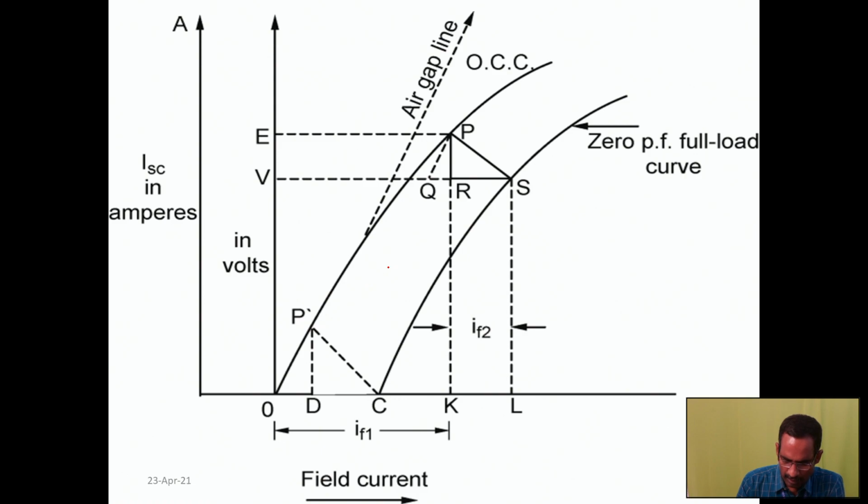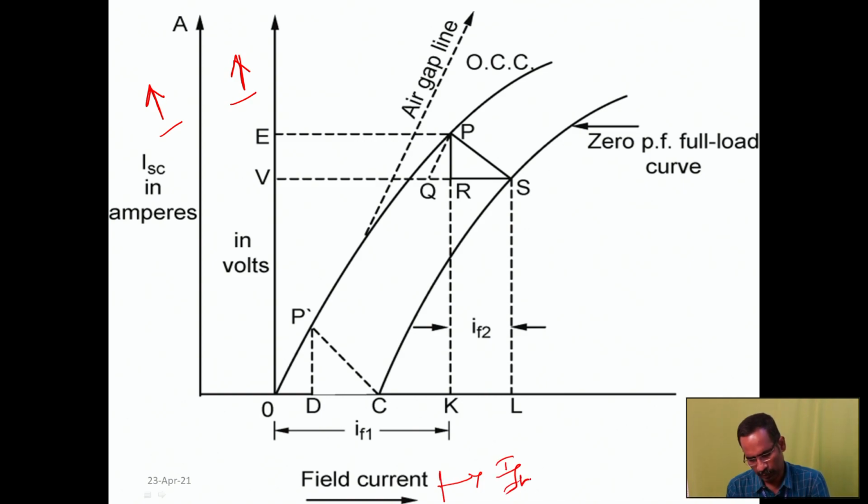Here also we are taking the field current on the x-axis, open circuit voltage on the y-axis, and the short circuit current. In the y coordinate, we are choosing the two values. In the x, we are choosing only the field current alone. Okay, right. So here I have drawn the graph of OCC from the OC test.